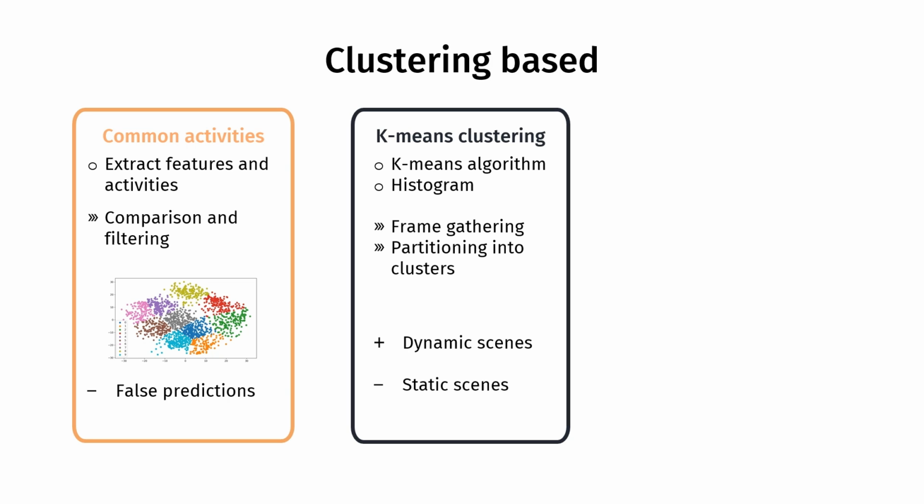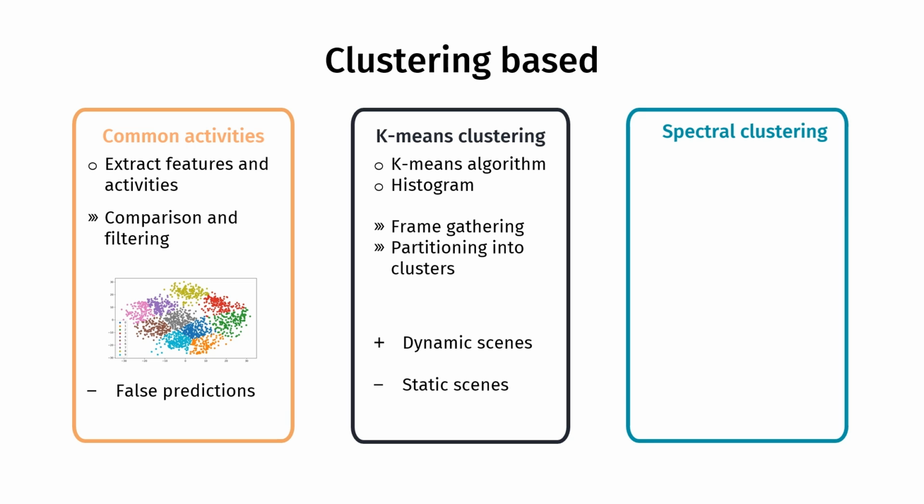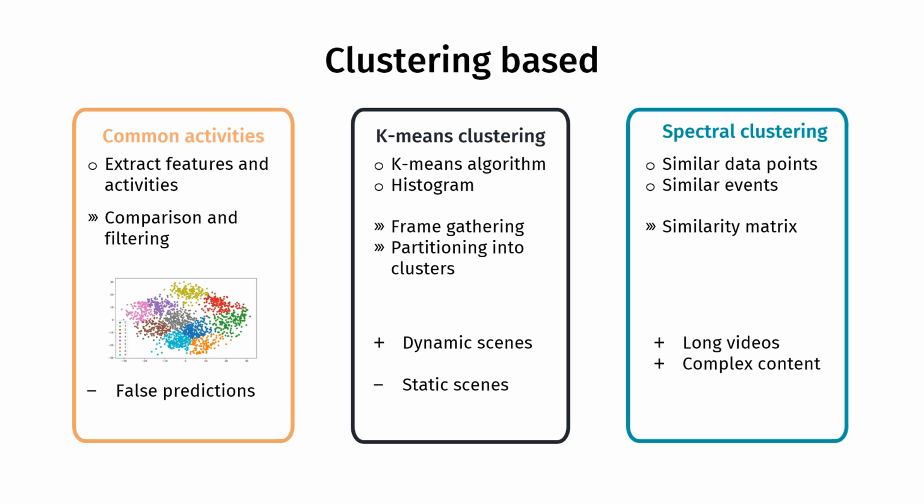The last example of a clustering-based technique is called spectral clustering. Spectral clustering is a grouping technique for similar data points based on their relationships by constructing a similarity matrix. When applying this theory on the video summarization problem, similar events can be clustered and then be used to create a summary of the video. This approach is particularly useful for videos with long durations or complex content, as it allows us to quickly identify the most important or relevant parts of the video without having to manually review the entire footage.